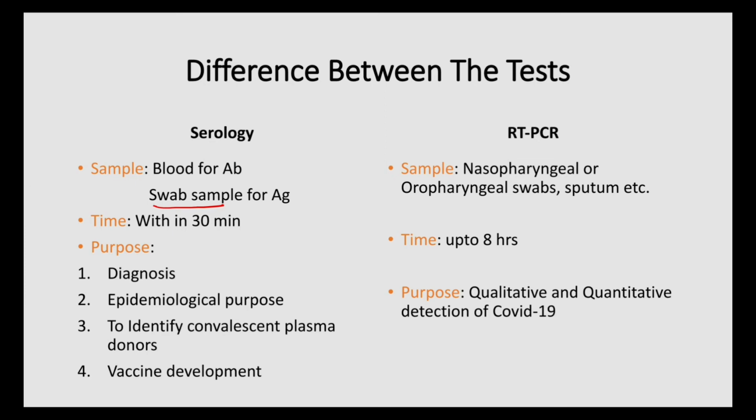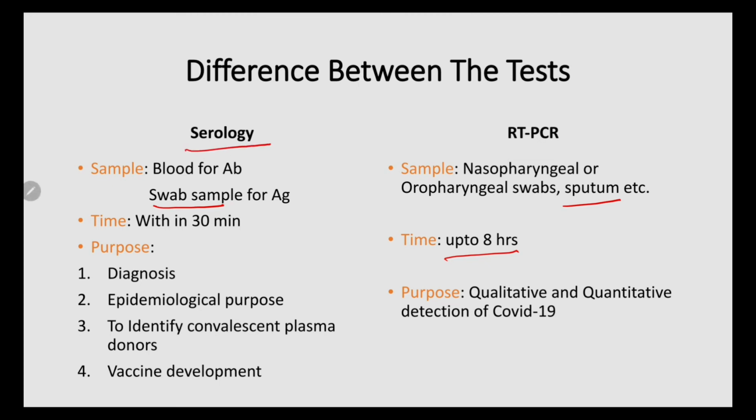Whereas in RT-PCR, the sample is a nasopharyngeal or oropharyngeal swab, or in some cases we can use sputum also. Once collected, these swabs are kept in the virus transport medium where the virus will be neutralized, then transferred to the laboratory. After that, we break the cells and isolate the RNA, which again is converted into DNA. This whole process is very lengthy and will take up to 8 hours to get the report.